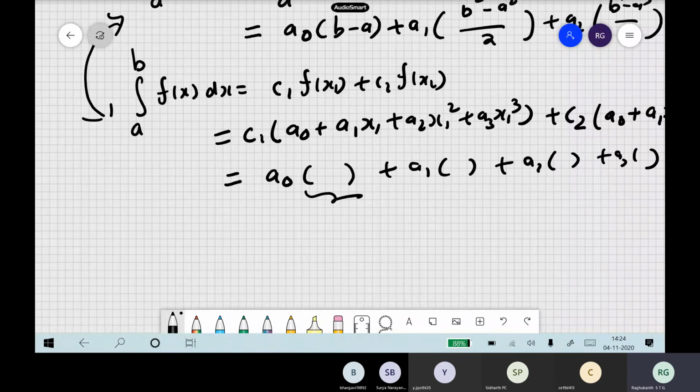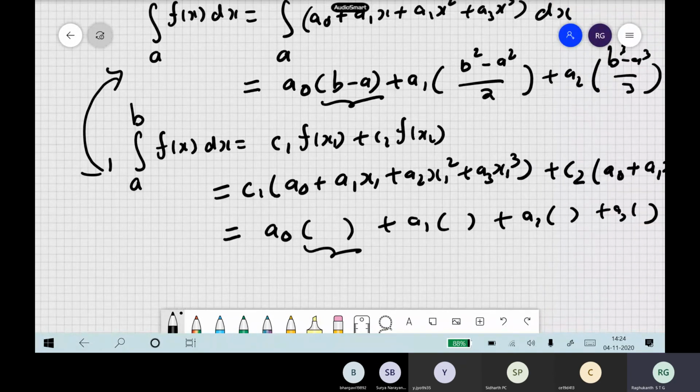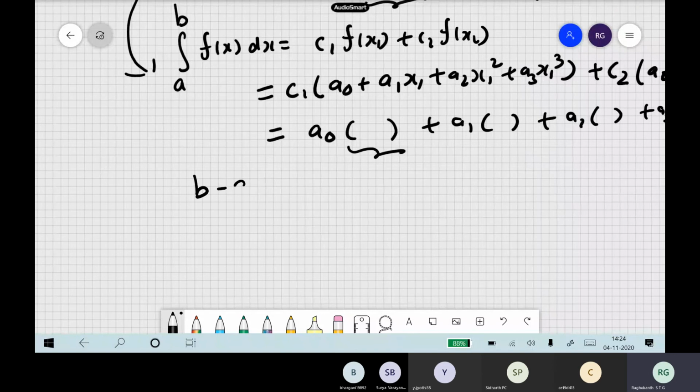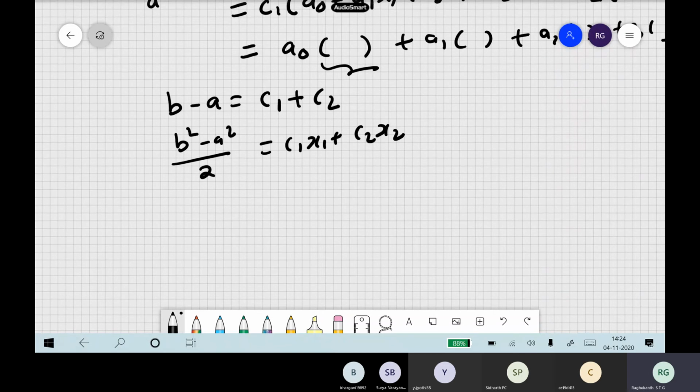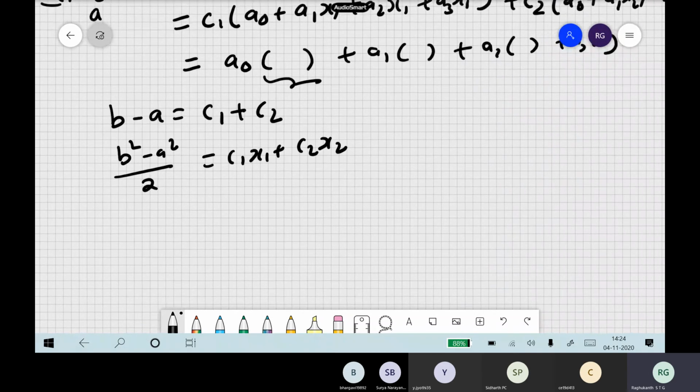The term from this equation should be the same as b minus a. So b minus a equals c1 plus c2, then b square minus a square by 2 is equal to c1 x1 plus c2 x2, and so on. You will get 4 equations. You solve these 4 equations and you will get the solution.